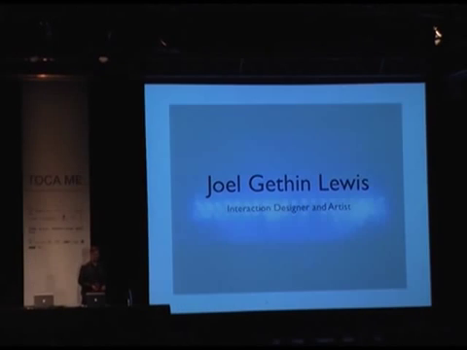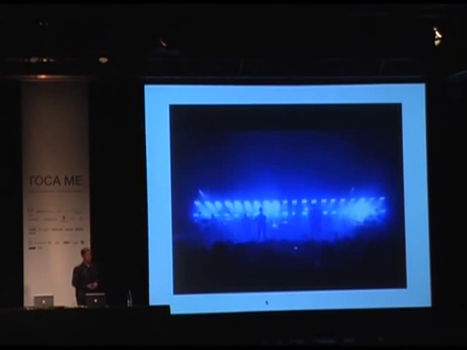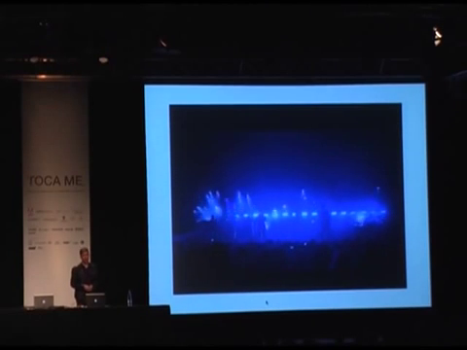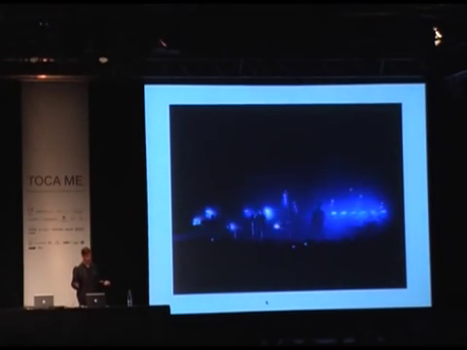Interaction designer and artist. We were really lucky to work with Massive Attack. First of all, because they're lovely people and they make fantastic music. But secondly, very rarely for bands, they actually don't mind not being visible at all on stage.